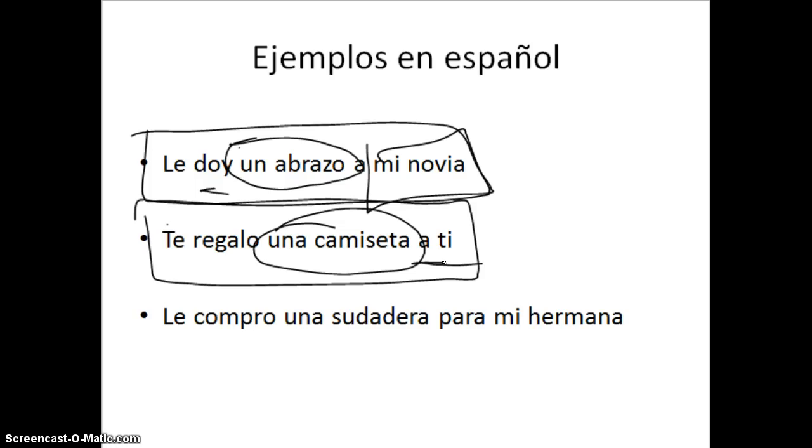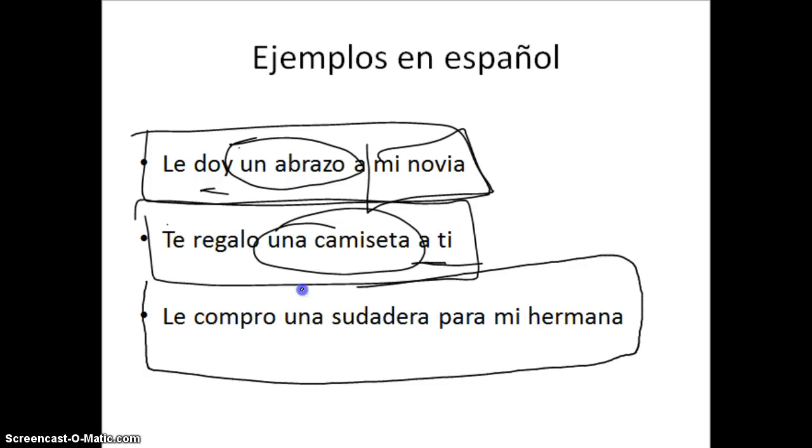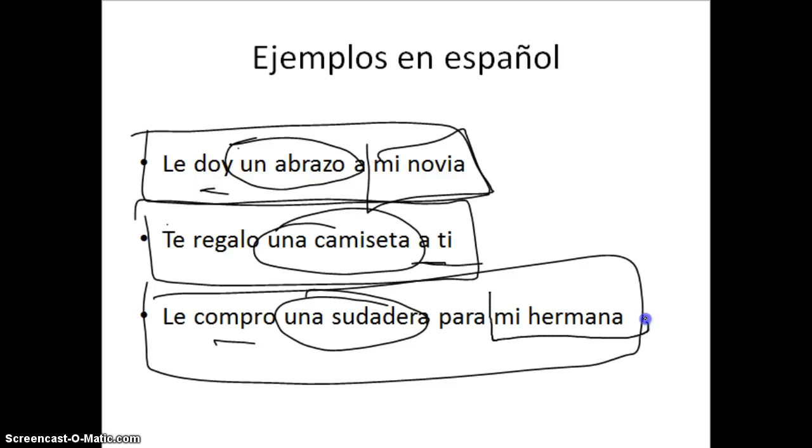Let's continue. Le compro una sudadera para mi hermana. Comprar is our verb, and we know it means to buy. So what is being bought? Una sudadera, a sweatshirt. And for whom or to whom is it being bought? For mi hermana. Hermana is then the indirect object. Okay, I hope that makes sense.